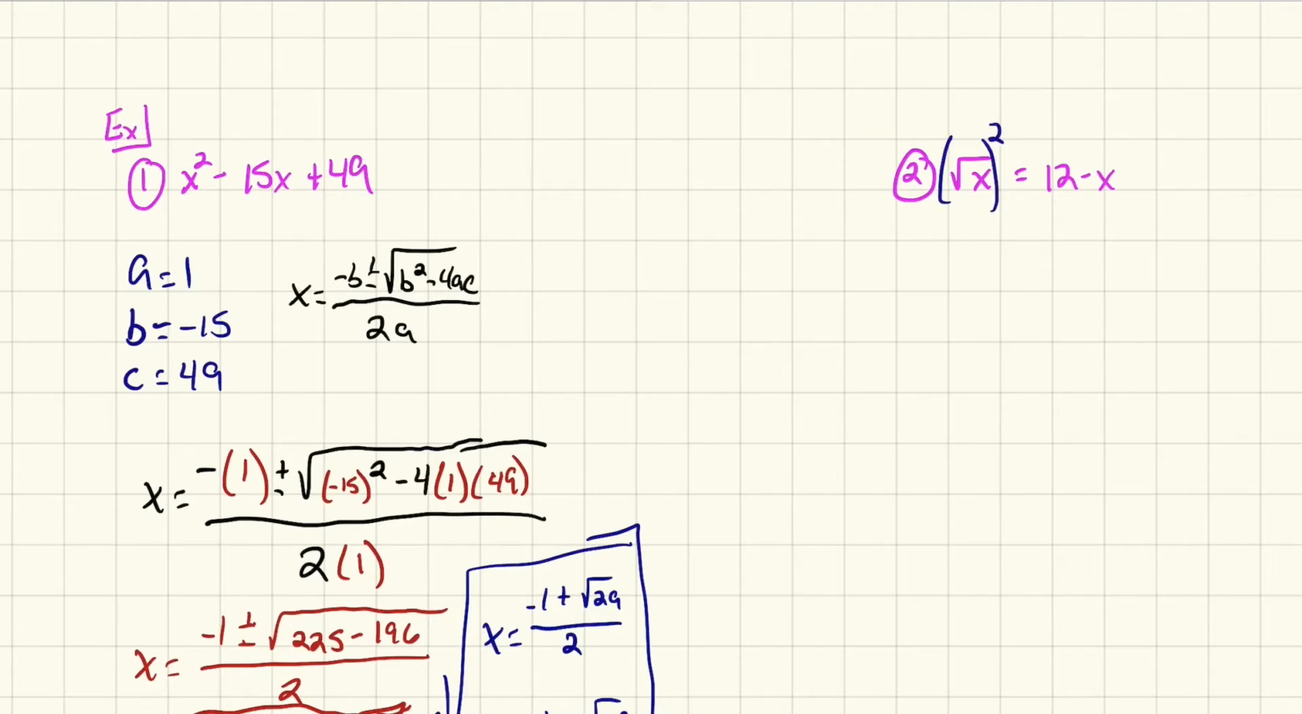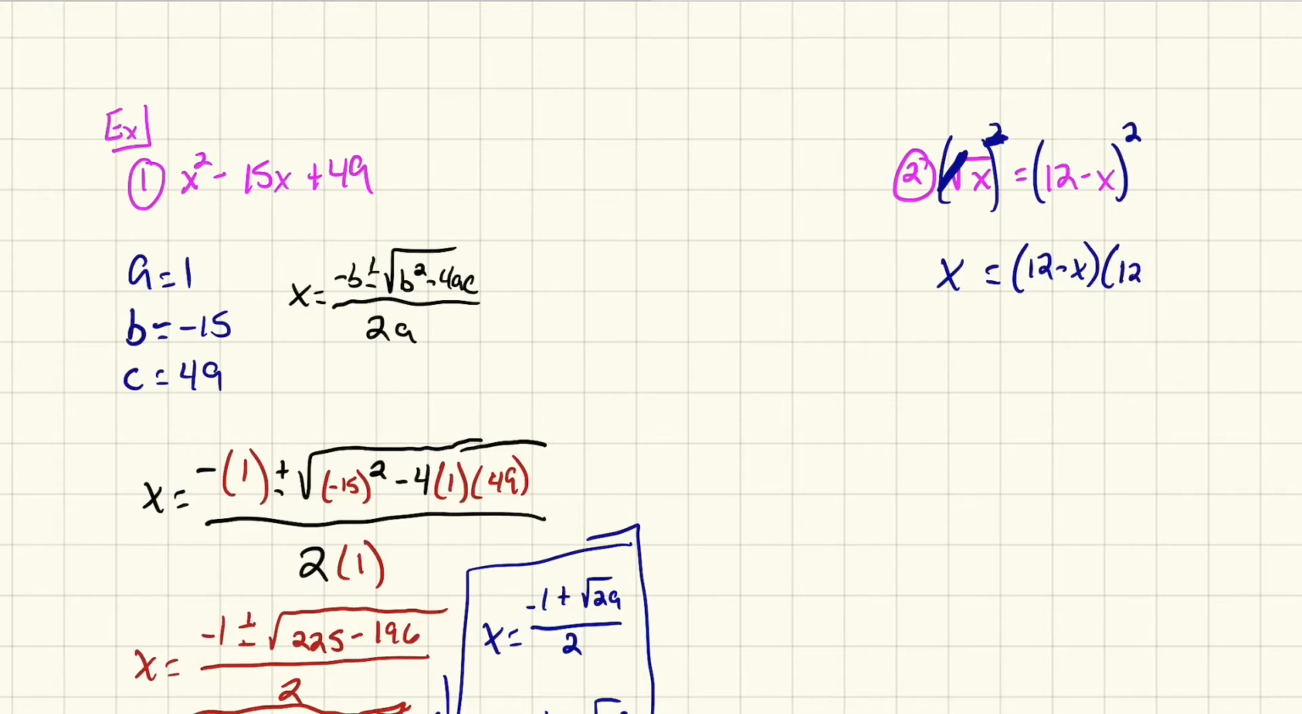So, we're going to square both sides. Now, what that means is we know on the left-hand side, the square root and the squared cancel. That leaves me with x. That's good news. On the right-hand side, though, 12 minus x squared is really 12 minus x times 12 minus x, if I could write the right way.